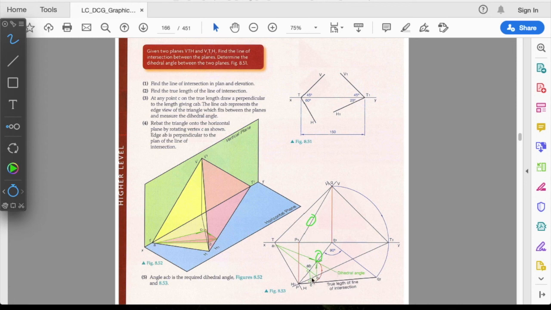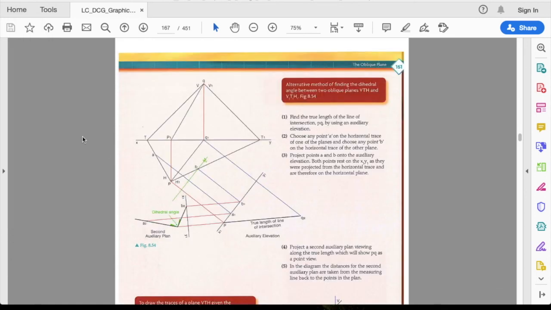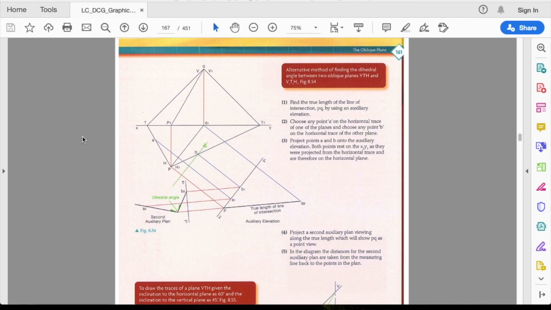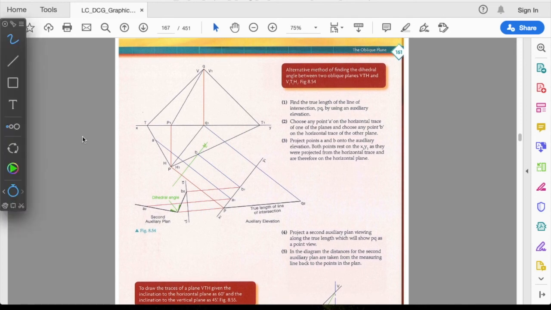Now what they have here is a lot of construction going on, okay? Again, we're not going to use this construction. We're going to go down and look at this method, okay? This method basically shows us how to find the true length of the line of intersection, as well as how to find a dihedral angle. And the reason that we use this method is because it uses auxiliaries, and auxiliaries are what we use to do all of the different things that we're going to be doing in DCG, okay? Because it's the method that can be used in the most different circumstances.